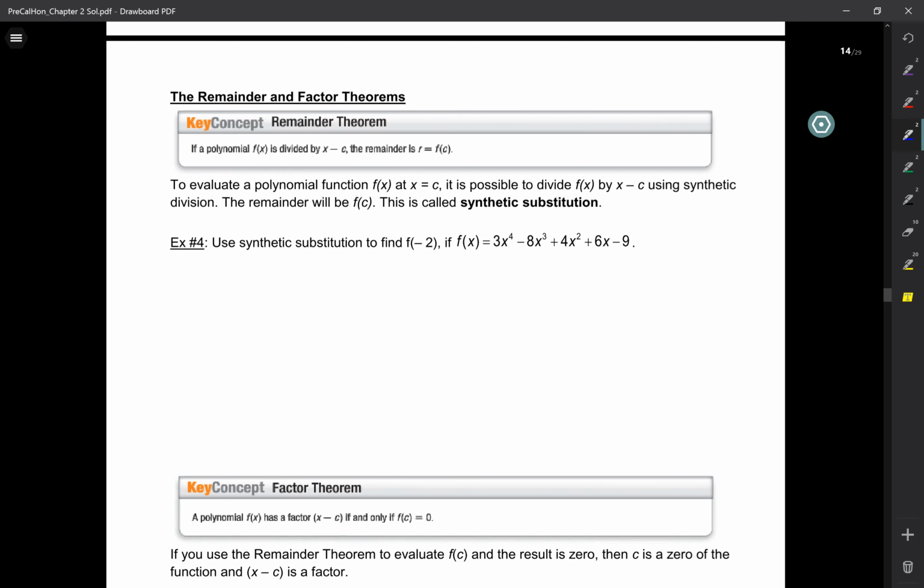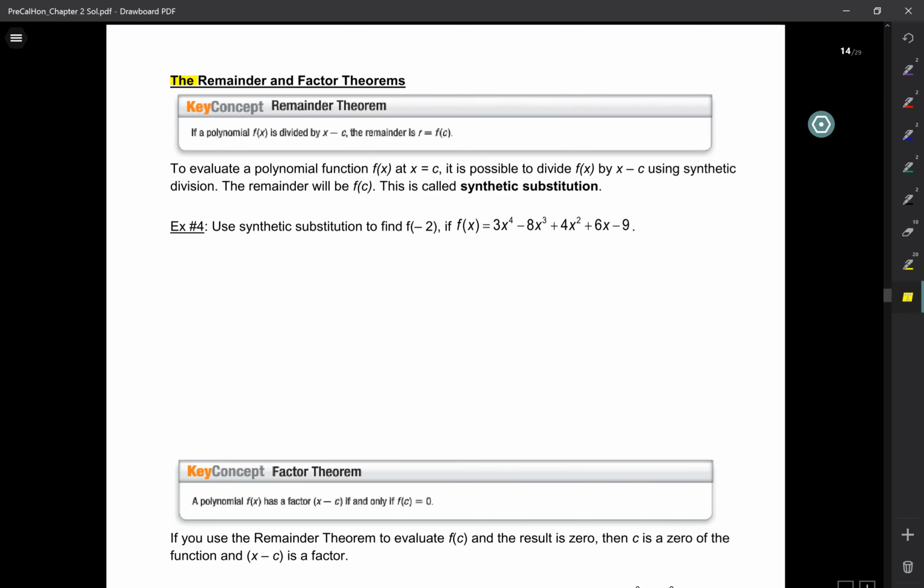All right, so where is all this getting us? Let's talk about two theorems, the remainder and factor theorems. The remainder theorem says this. If you have a polynomial f of x and you divide it by x minus c, the remainder is f of c. Well, what does that mean? Let's talk about what that means.